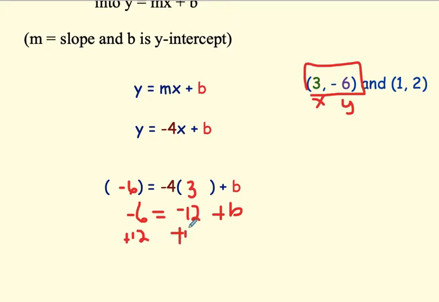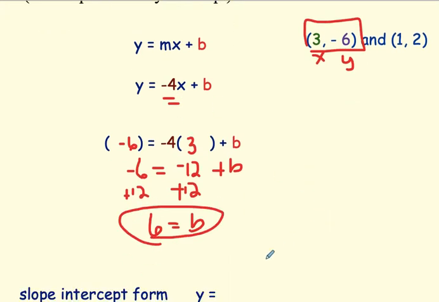What does 6 mean? Well, 6 happens to be my y-intercept. I'm ready for my equation. There's my y-intercept, and there is my slope. So when I go to the answer, I'm just going to write y equals negative 4x plus 6. So I got my slope right off the bat, plug it in, I get my y-intercept.